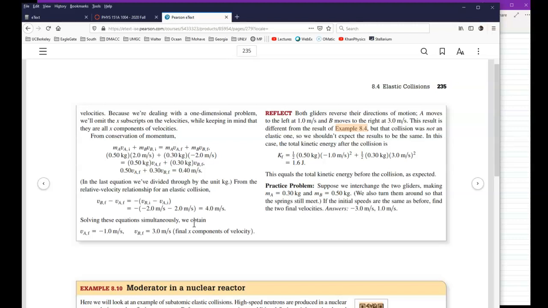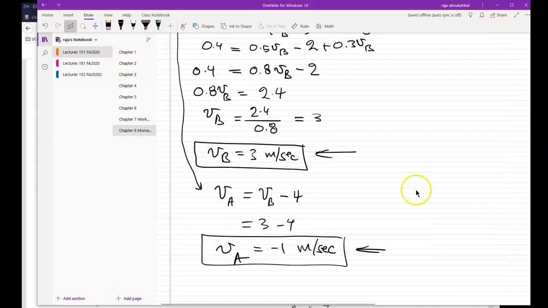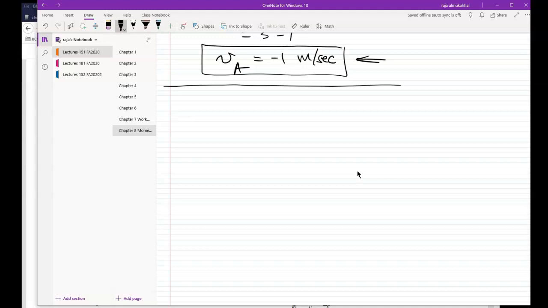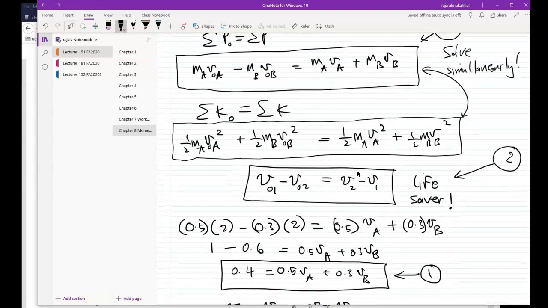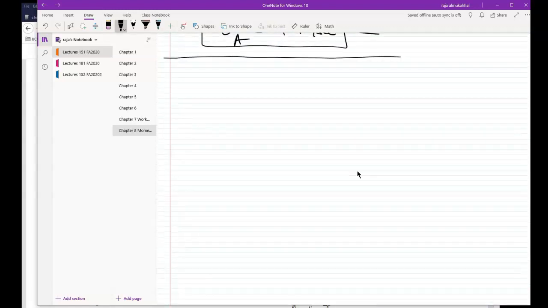The last topic that I want to talk about is impulse. And then we'll do a couple of problems from the homework. Impulse, right here. Don't forget that lifesaver equation. Write it down somewhere, okay? Keep it handy. Where is it? Right here. All right, impulse.